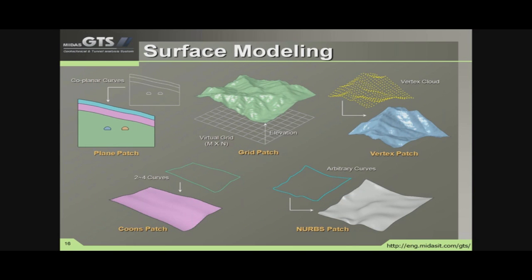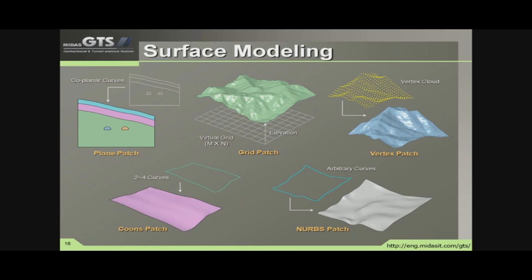Here you can see how surface modeling is being done in Midas GTS. Here I have created some lines and I created a surface out of those lines. So what I did, I created these 4 lines and I selected these 4 lines to create a surface, and it can be created easily by doing this approach.